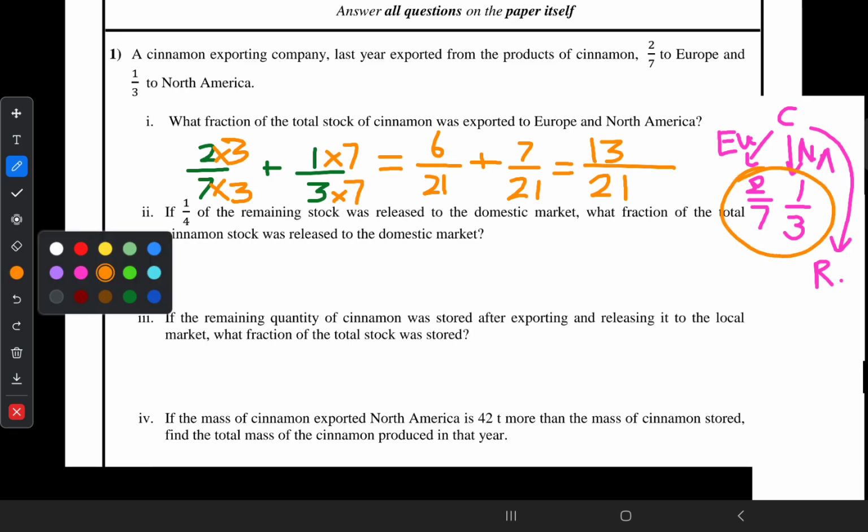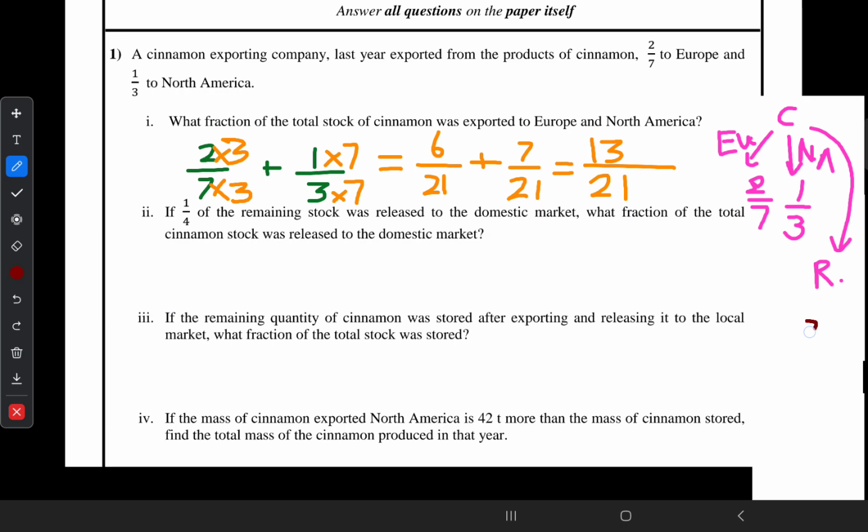So by using that, I'll find the remaining as well. From the 21 portions, 13 was exported to Europe and North America. So the remaining from 21, when you subtract this 13, will give you 8 portions. This is for Europe, this is North America, this is the remaining. How did I find the remaining? According to the denominator, 13 portions already sold. Remaining would be 21 minus 13, that would be 8/21.